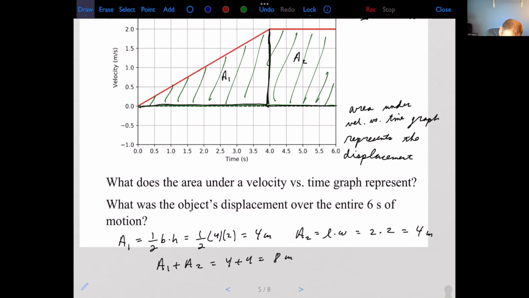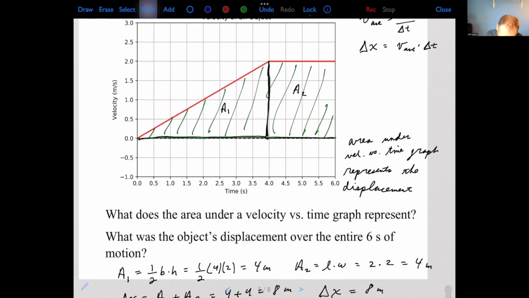So, when I add them together, that is my displacement. So the delta x, the change in position, the displacement, is simply the area underneath a velocity versus time graph. So in this case, it's going to be 8 meters. Now, in this example, notice that the velocity was always non-negative, right? It started at 0, it was positive, and then it stayed positive at a constant value here. So the area, the displacement, was just positive.